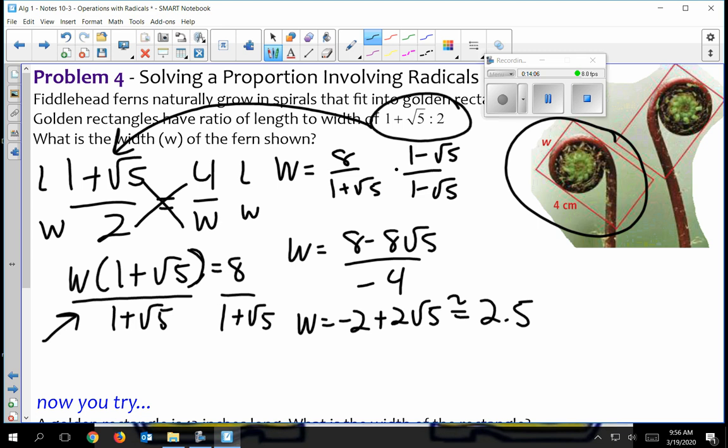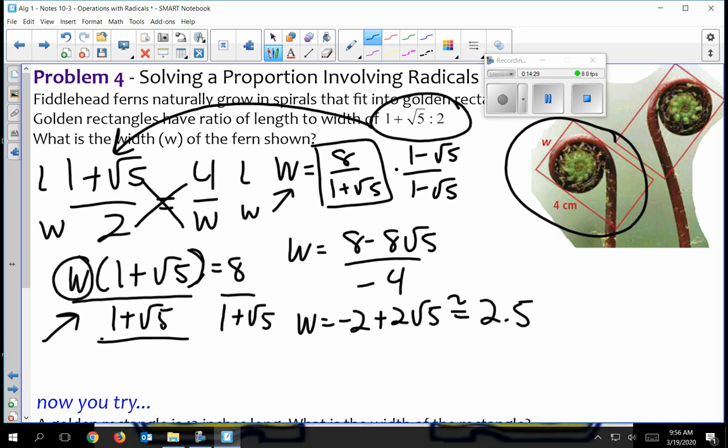Okay, and then I'm solving it for W, so I had to divide both sides by this 1 plus the square root of 5. So I come up over here, and I get this. Okay, I can't have a radical in the denominator. We learned that last chapter or last section. So I had to get rid of it.